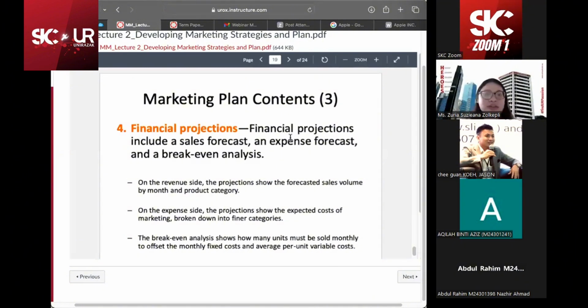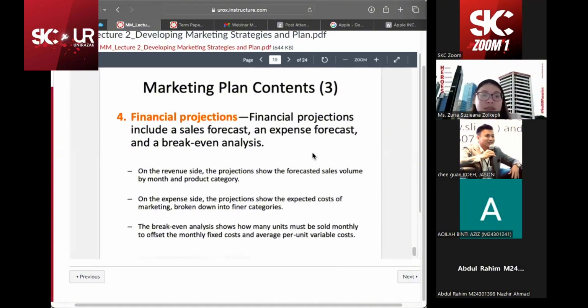Okay, and for me, in your marketing plan, I don't really need such an in-depth financial projection, but I do require some budgeting. In the marketing plan content as well, we have financial projections where we put budgeting and expected returns. Include a sales forecast, an expense forecast, and break-even analysis. On the revenue side, the projections show the forecasted sales volume by month and product category. On the expense side, show the expected cost of the marketing.